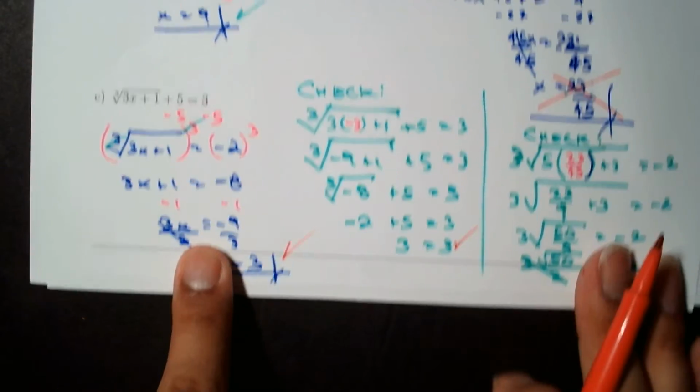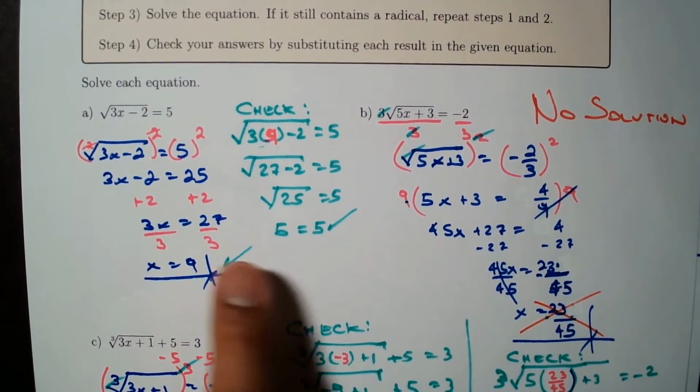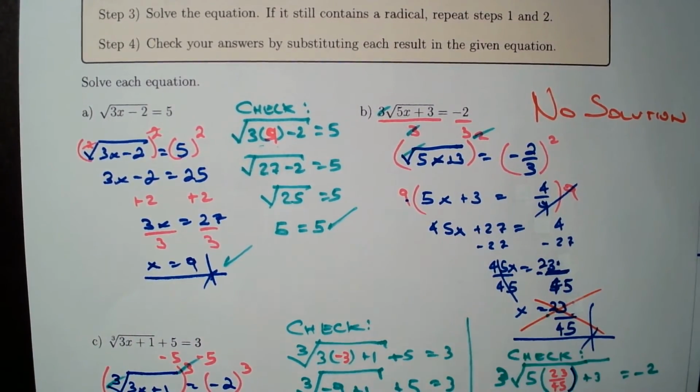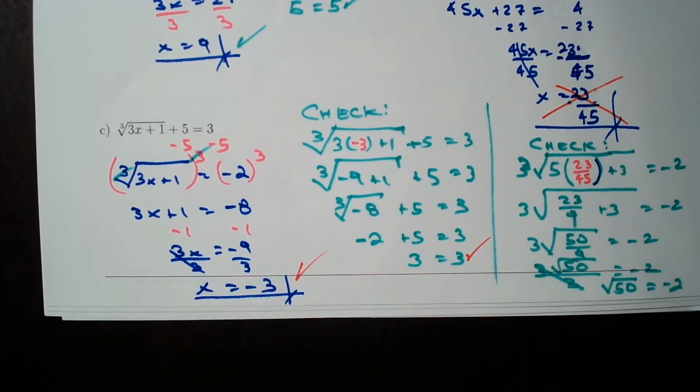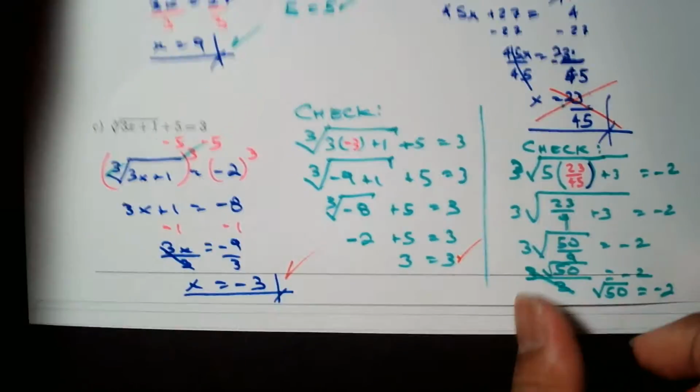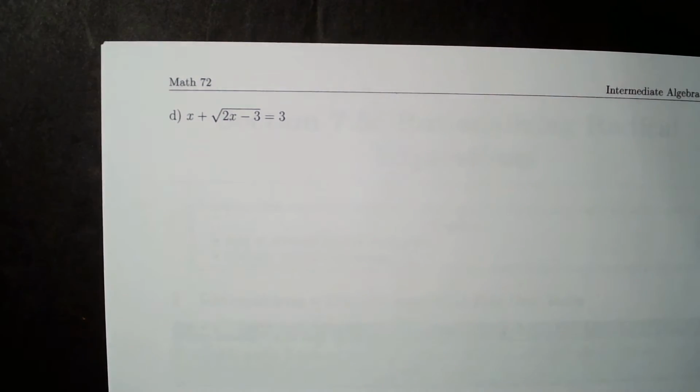So, solution, no solution. This one came out weird. All right, let's see what we have next. We have one that has an x plus the root of x minus 3. Well, let's see.